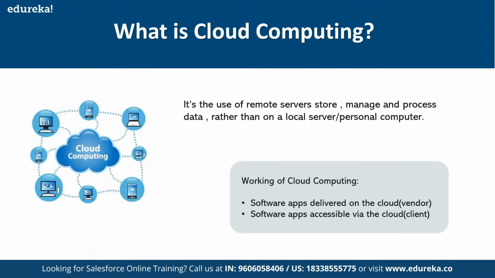Software apps accessed via the cloud. That is where the client can access the software apps via the cloud. That is where you'll be using SaaS. There are different models in cloud computing, that is SaaS, PaaS, IaaS and all. IaaS means infrastructure as a service. SaaS means software as a service. PaaS means platform as a service.